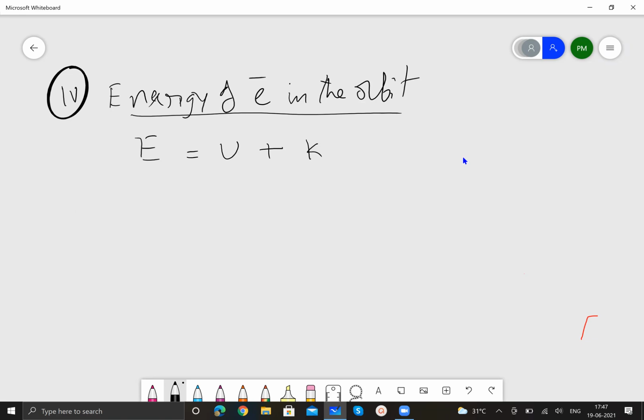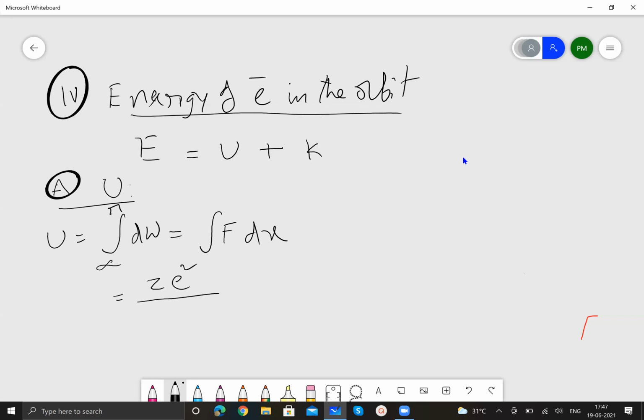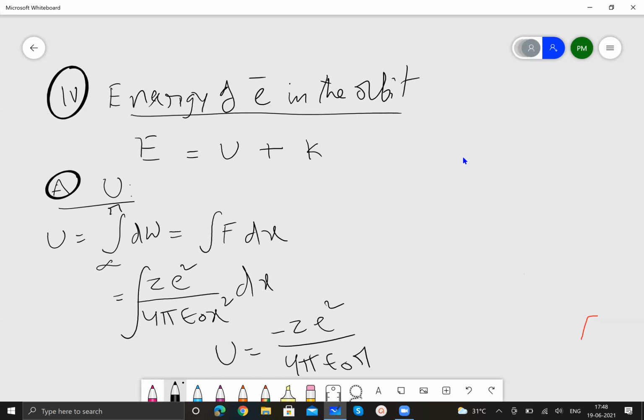So total energy is given by U plus K. Now this is U. I told you, U is the integral of dW, limits from infinity to r. Electron in space at infinite distance is brought and placed inside the orbit. So this is the integral of F dx. F is nothing but the Coulombian force, Z square by 4 pi epsilon 0 x square, dx. Finally, the integral of dx by x square is minus 1 by x. That's how, applying the limits, we get minus Z square by 4 pi epsilon 0 r as the expression for potential energy of electron in the orbit with radius r.